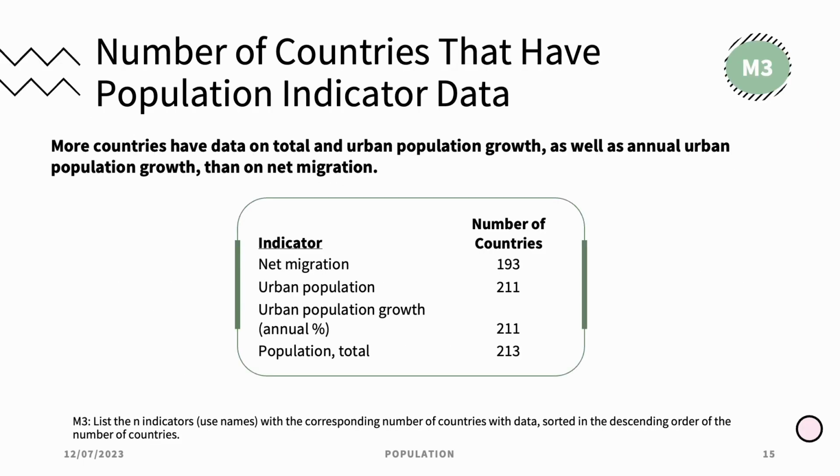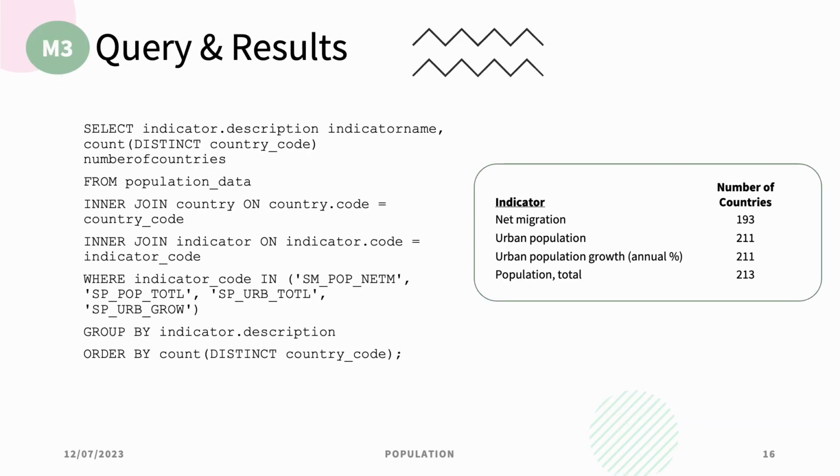For M3, we looked into the number of countries with data for each of our 4 indicators. As you can see here, the number of countries for net migration is 193. We have 211 countries with data for urban population and urban population growth, and we have 213 countries with total population data. And this is the code that we ran for the indicator and number of countries.